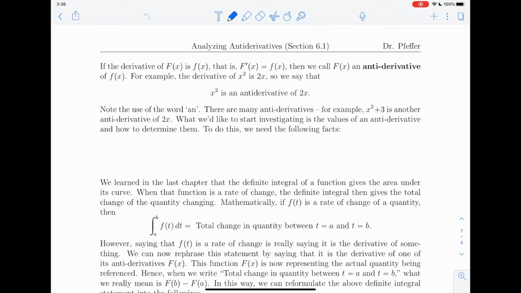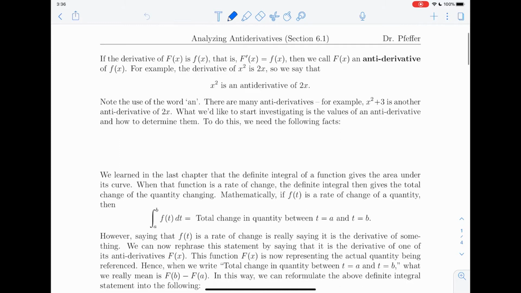To begin with, however, we need to introduce some standard notation and vocabulary to make sure that we're all on the same page. We're going to say that if you have a given function, say capital F, and you know that its derivative is given as, say, little f, that is, this equation holds true, we're going to say that since capital F is the function that occurs before little f in terms of differentiation, we're going to declare capital F to be what's called the antiderivative of little f.